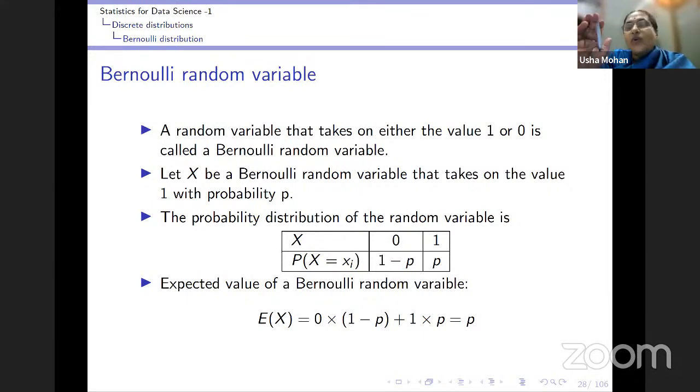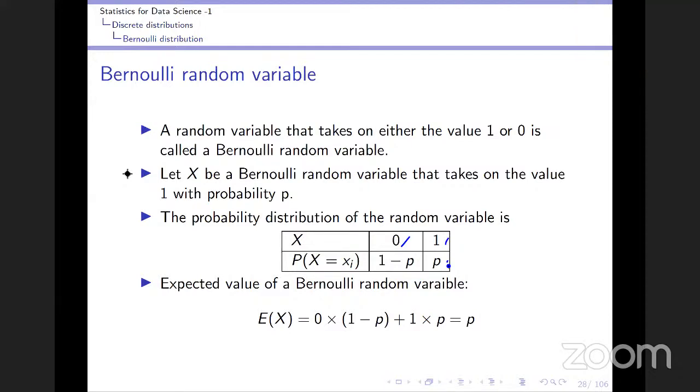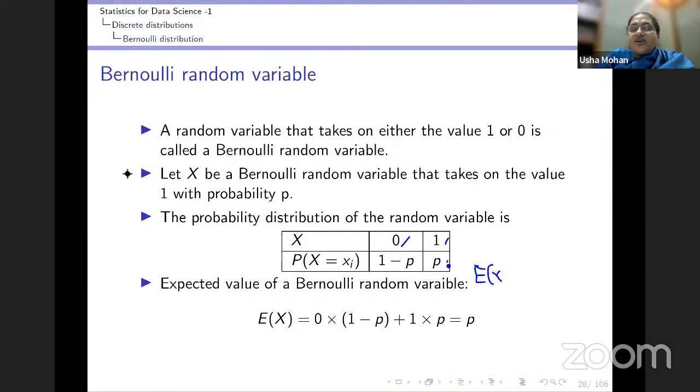In all the experiments where I can have these two outcomes, I call it a Bernoulli experiment. So X takes the values 0 and 1. It takes the value 1 with probability P, and it should take the value 0 with probability 1 minus P. So far, so good? The expectation of this X is 0 into 1 minus P plus 1 into P, which is just P.